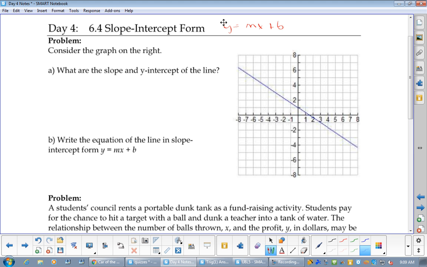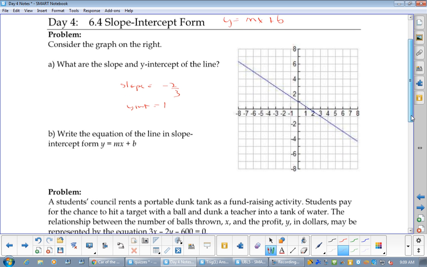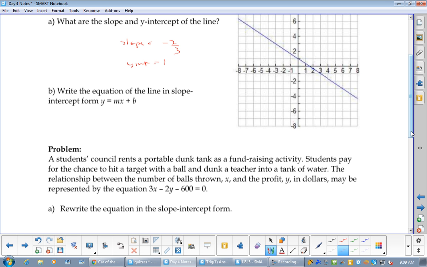Okay, anyone feel like putting themselves out there? Yep, what'd you get? Okay, so I'm going to write this down. Slope equals negative 2/3. Okay, so B actually asks what I was looking for, so what would be your equation, Shanna? Y equals. Awesome.